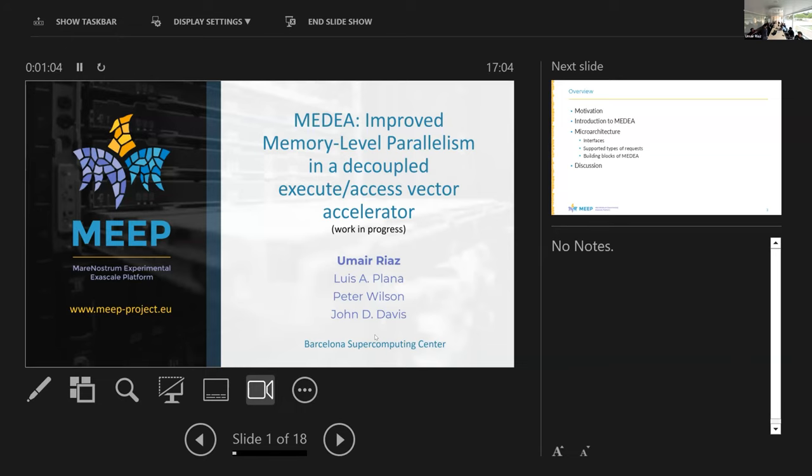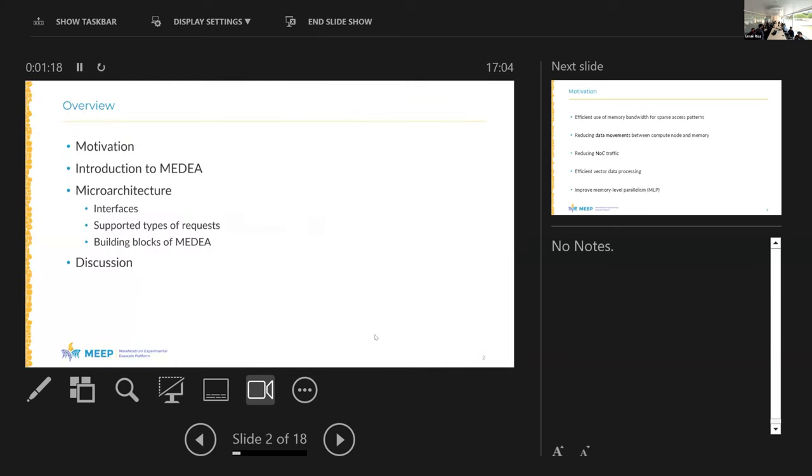attending this talk. So today I'm going to present our work in progress. We are trying to improve memory level parallelism in a decoupled execute access vector accelerator. So the outline for the next 15 minutes, I hope, is that I'll walk you through the motivation we have for this work.